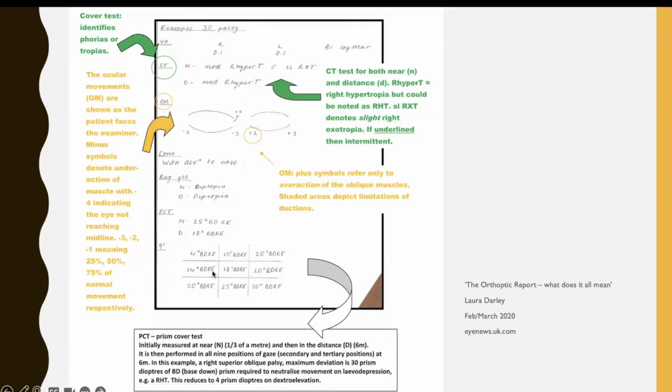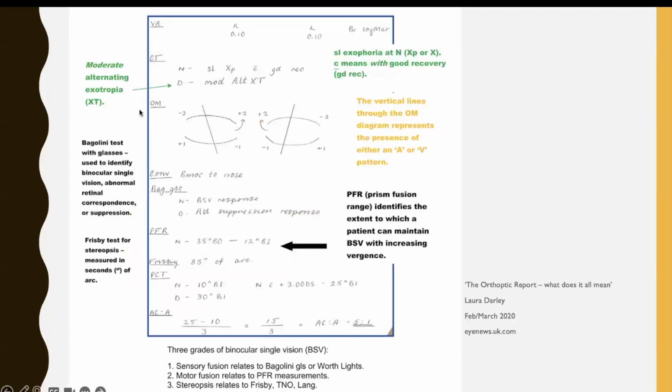And then in the 9 positions of gaze, what this tells you is that deviation is largest when looking down to the left and smallest when looking up to the right. And then it goes on. So you've got a moderate alternating exotropia. Then you're looking at these vertical lines, so do you have an A pattern? Do you have a V pattern? Here, you've got a V pattern.